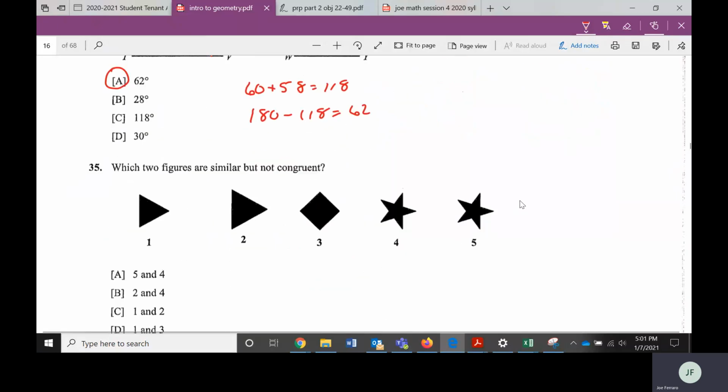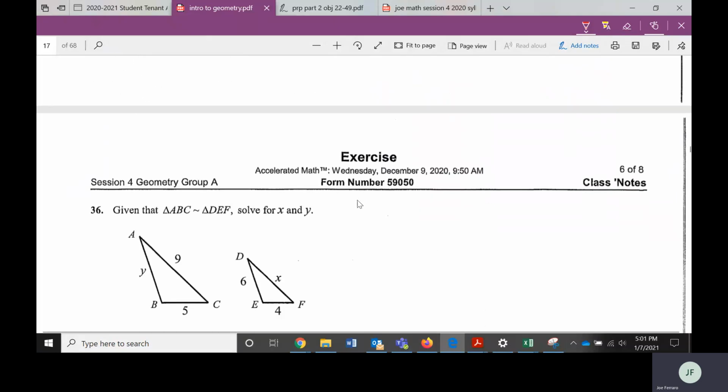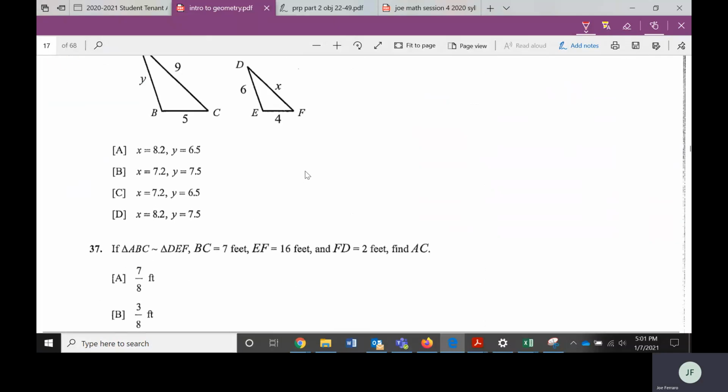35, I don't think we need to do. You will figure out that one. Finding ones that are similar but not congruent. 36, I'll just give you a hint. This is like 31. So I don't think we need to do that one.